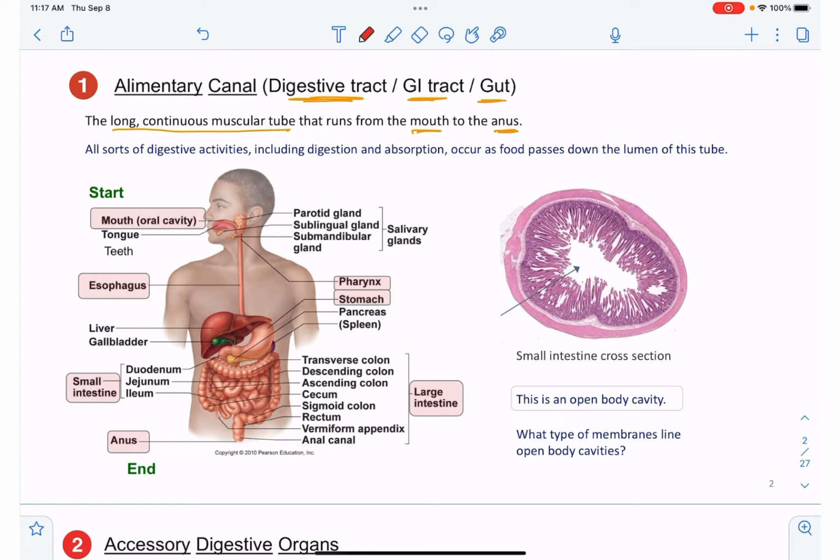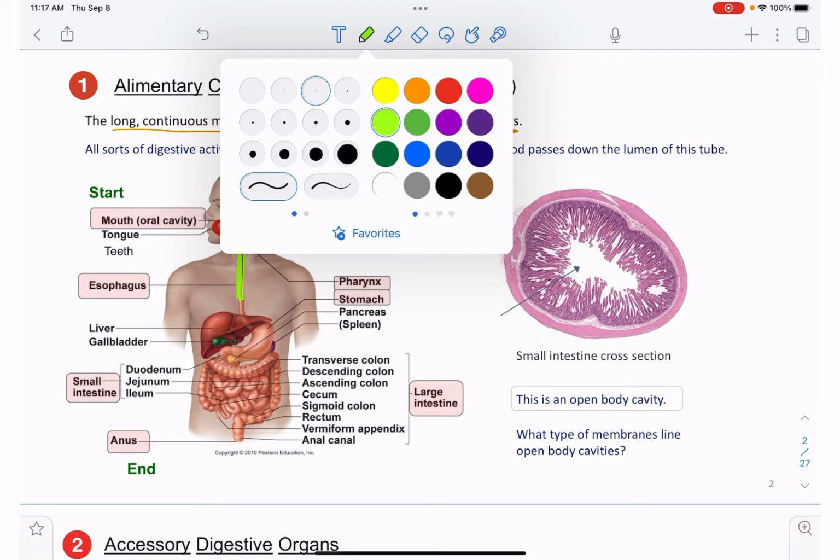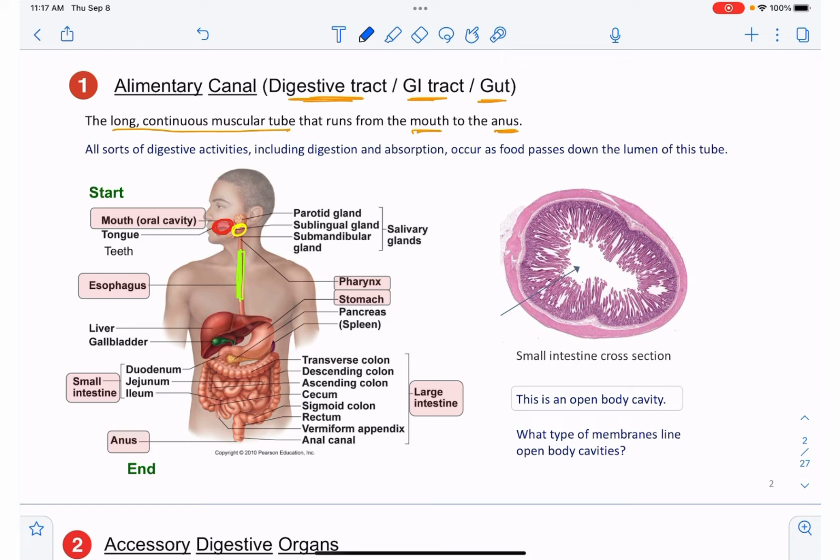So let's go through and just look at the different parts of this tube. And it starts up here at the mouth or the oral cavity. In back of the oral cavity, we have the throat or the pharynx. The throat gives way to the next component, which is this long tube that runs down the thoracic cavity. That's the esophagus. After the esophagus, it passes through the diaphragm into the abdominal cavity. And we have the stomach.